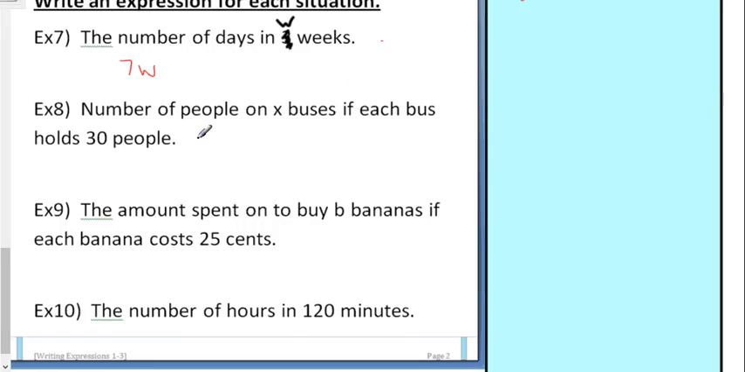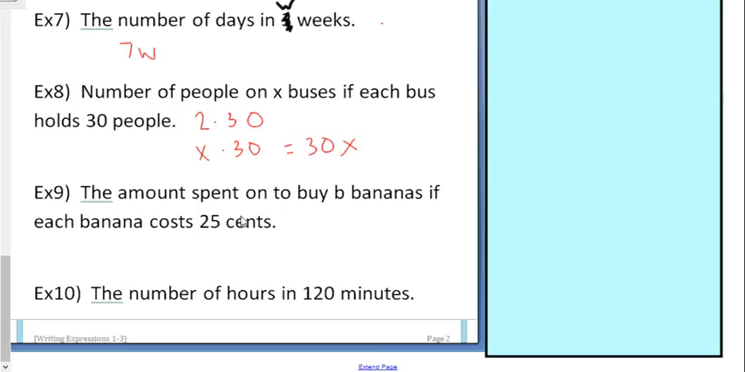The number of people on X buses if each bus holds 30 people. Well, if you're not sure, what do I do? Do I divide? Do I multiply in this case? Make up a number. Let's say there's 2 buses. If there's 2 buses, how many people? 60. What'd you do? You multiplied the number of buses times 30. So instead of 2 buses, let's say there's X buses. What are you going to do? X times 30. X times 30 is fine right now, but it's better to write 30X. Numbers before letters. Okay? Next problem.